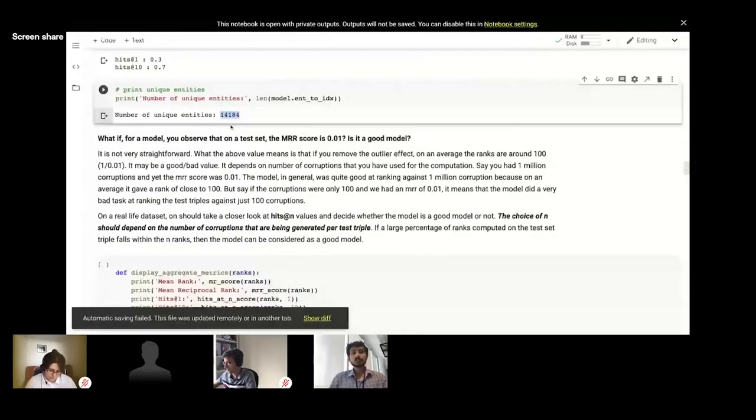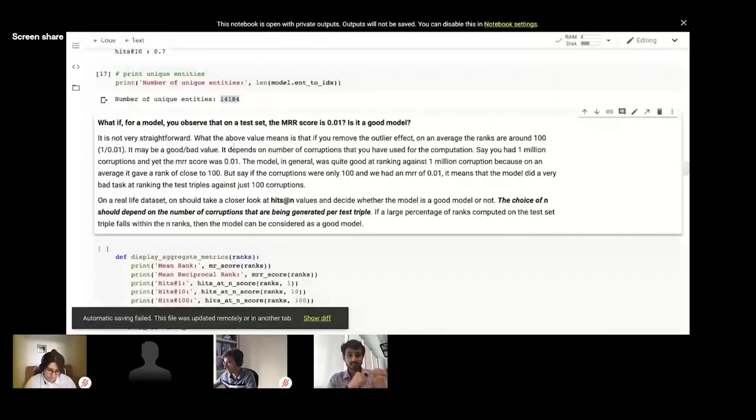So now I've talked about all these metrics. Now how do we look at these metric values? When I say MRR is some value, like say 0.01, is it a good model or a bad model? I said the closer it is to 1, the better. But further from 1, it's very difficult to determine how good the model is. It's not very straightforward. 0.01 may be a good model. It depends on how many corruptions you are using per triple.